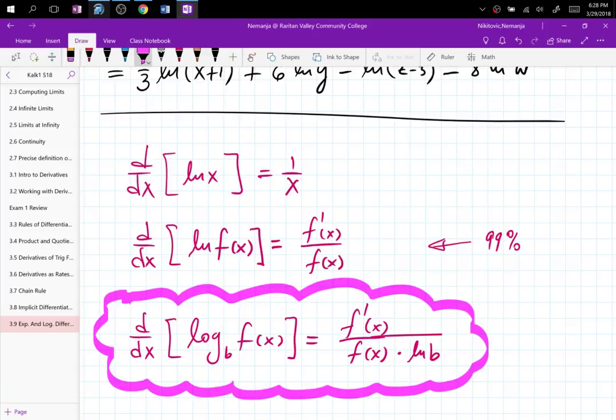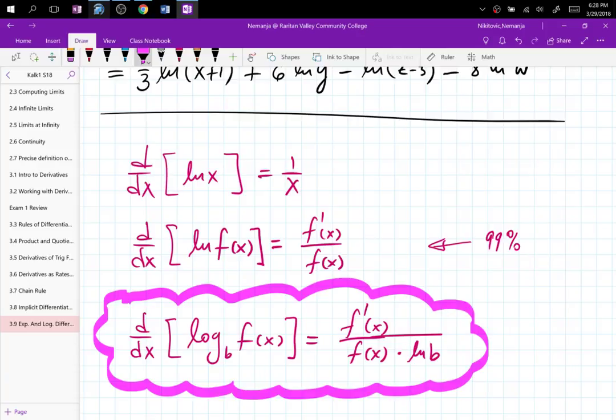Now, depending on how advanced your other classes are, like physics and chemistry and so on, you might run into the derivative of base 10, in which case you have to use this. You will have ln 10 every time you take the derivative. Earthquakes, sound, pH values in chemistry, they all have log base 10 calculations.